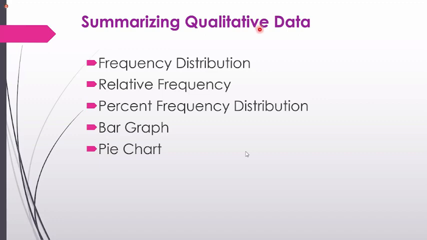So to organize the qualitative data, the following things we can use: the frequency distribution, relative frequency distribution, or percent frequency distribution. Then these distributions we can represent by the bar chart or pie chart. These are the main commonly used tabular and graphical methods to summarize the qualitative data.